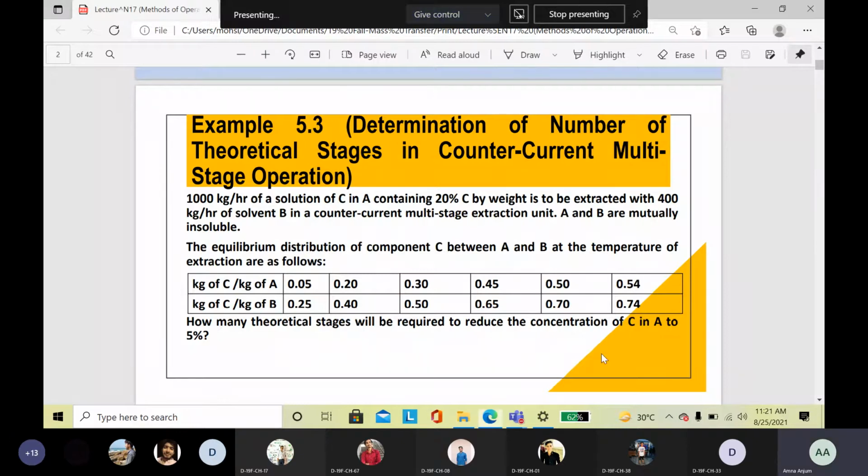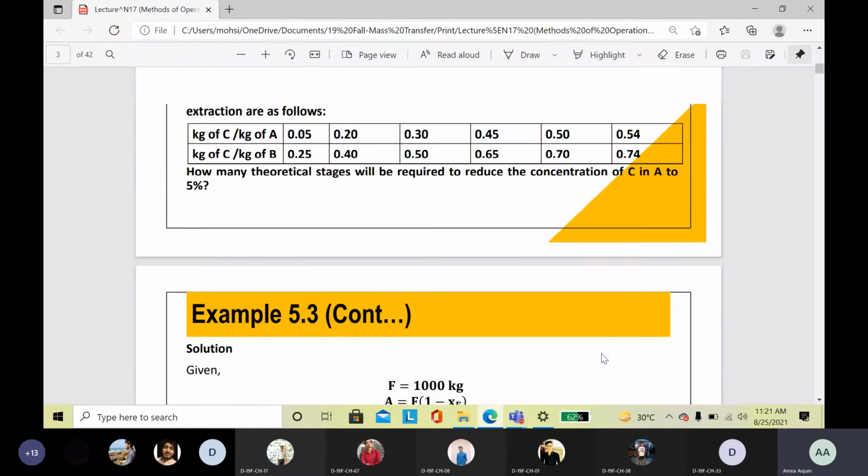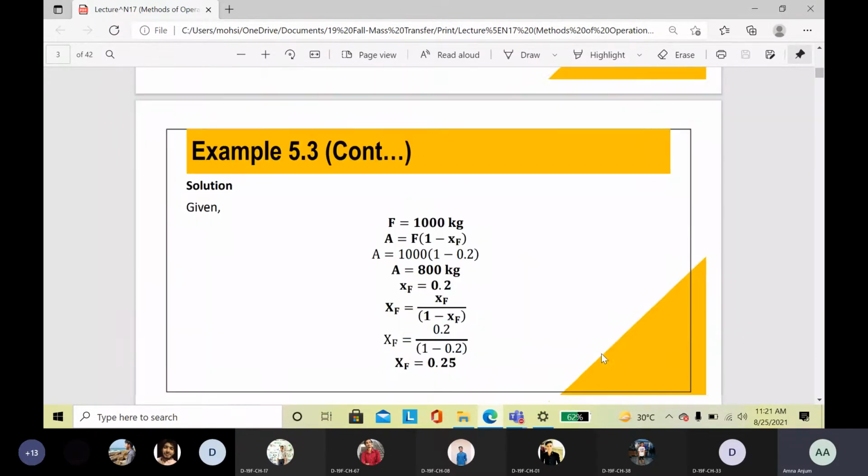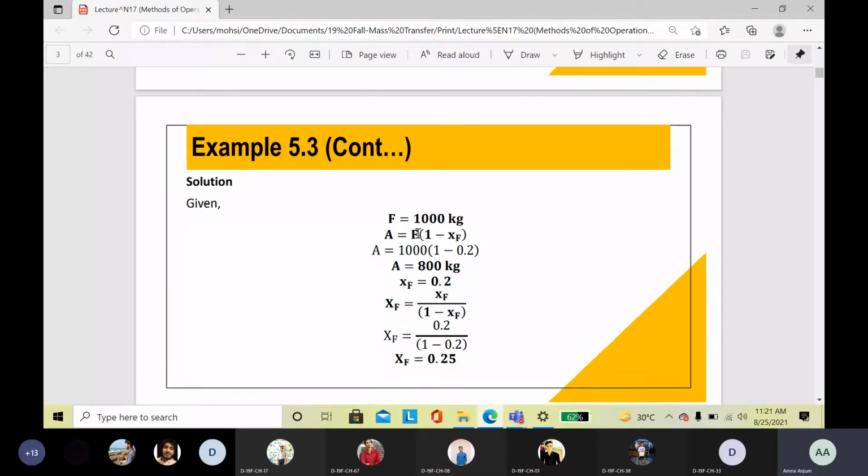So F is 1000 kg. That is 1000 kg per hour of solution of C in A. A is equal to F into 1 minus xF. xF we had 0.2, right? So A would be 1000 into 1 minus 0.2, that is A is 800 kg. xF is 0.2, so we can find out capital XF, that is equal to xF over 1 minus xF. So XF is 0.25.